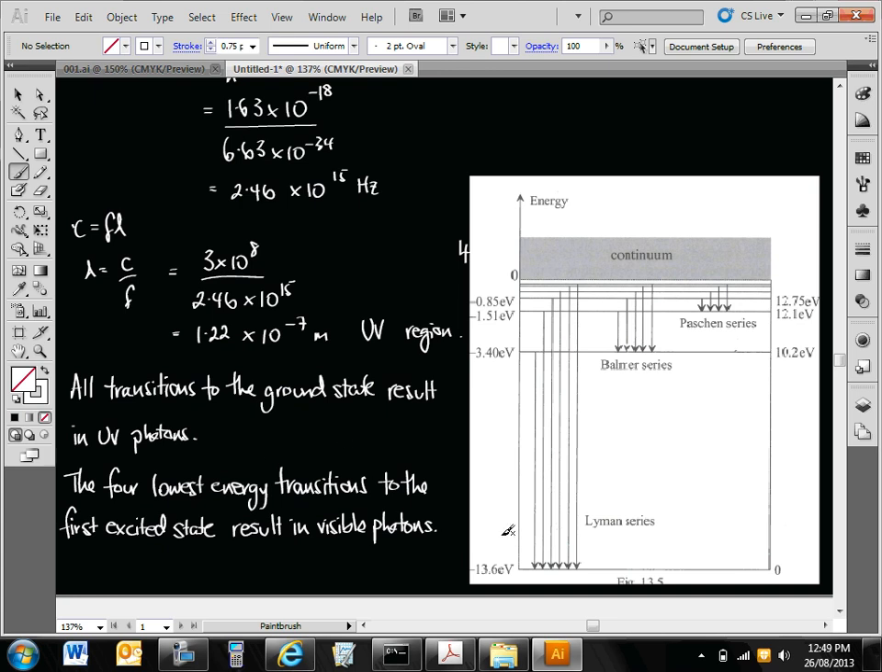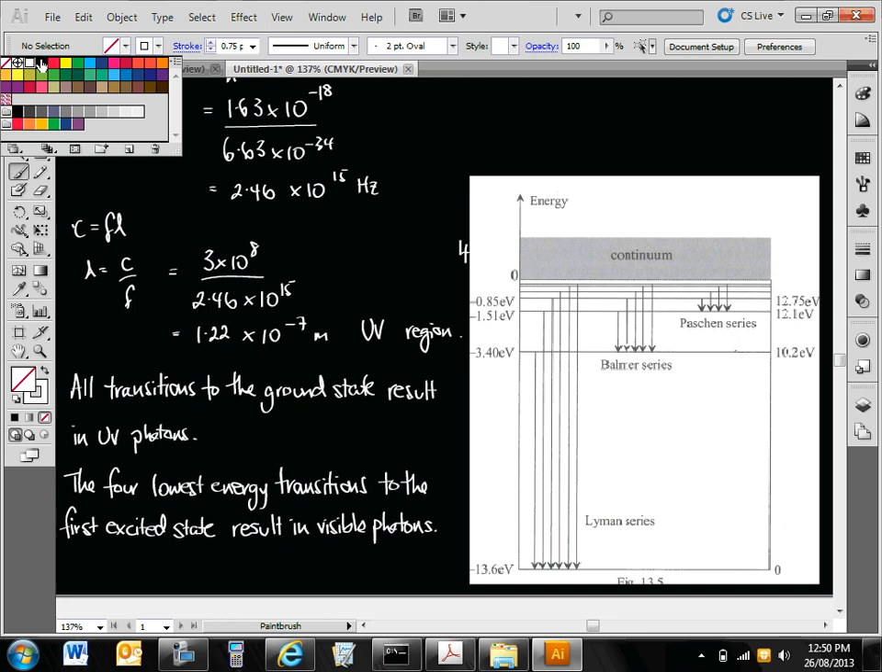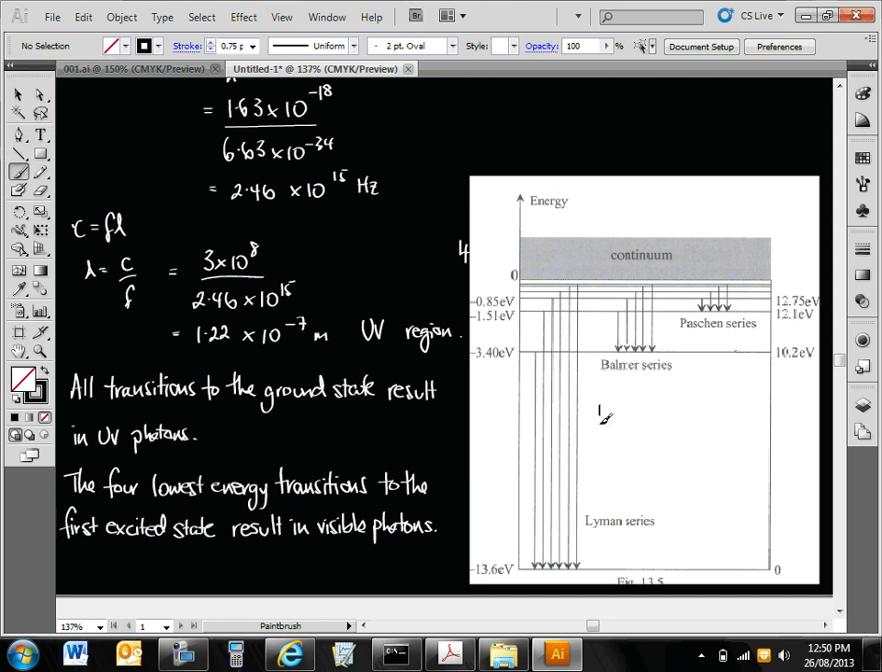I might have to go to black, and I'm going to ruin the diagram here. Transitions to the second excited state. These ones here, the Paschen series, result in infrared photons.